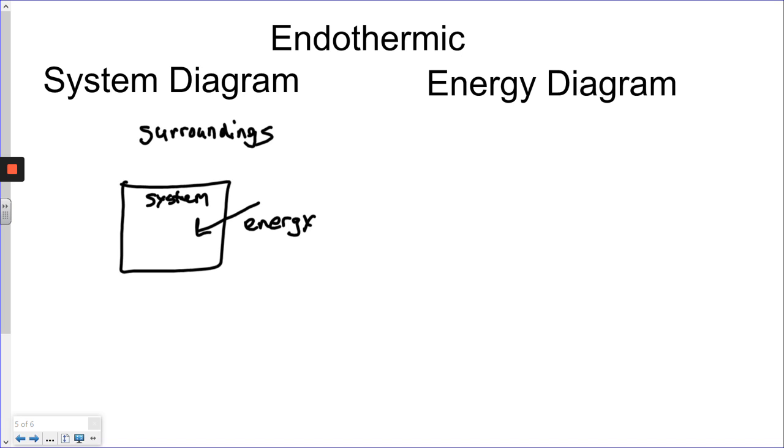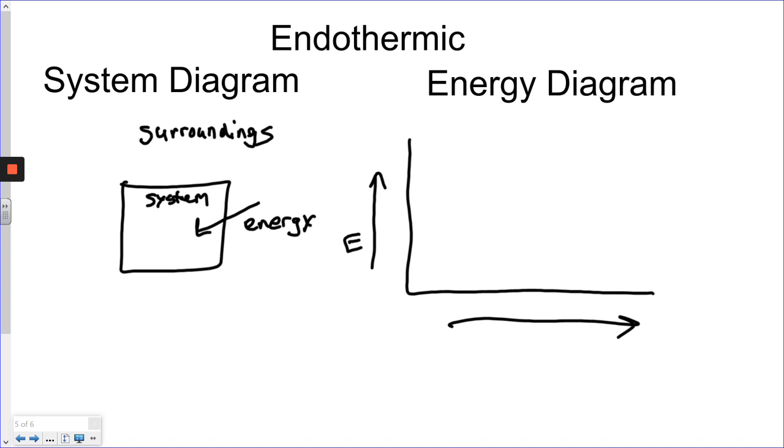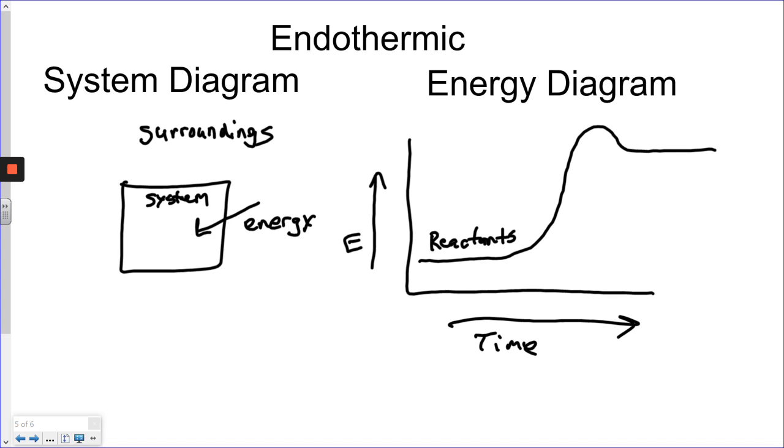Now if I wanted to look at an energy diagram where we have energy increasing here as time increases this way, then an endothermic reaction would look something like this. We would start off with our reactants at kind of a low temperature or low energy, and they would eventually gain energy until they became products. So here we have reactants, and here we have our products.